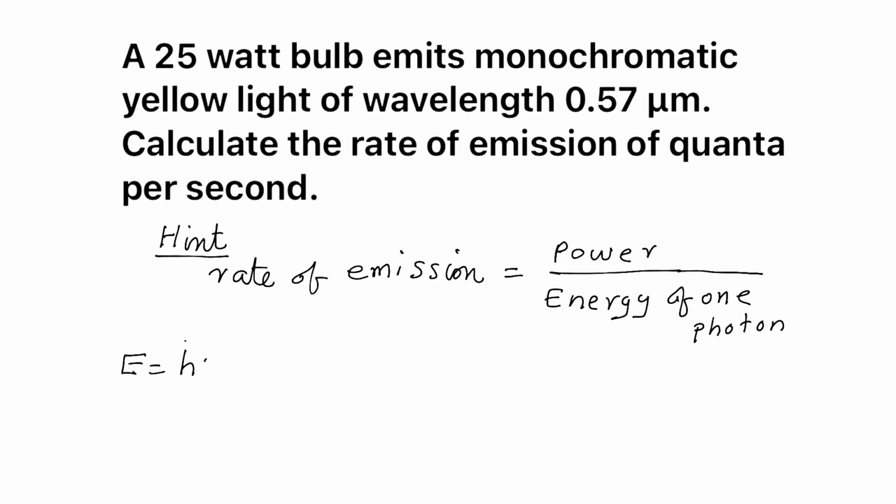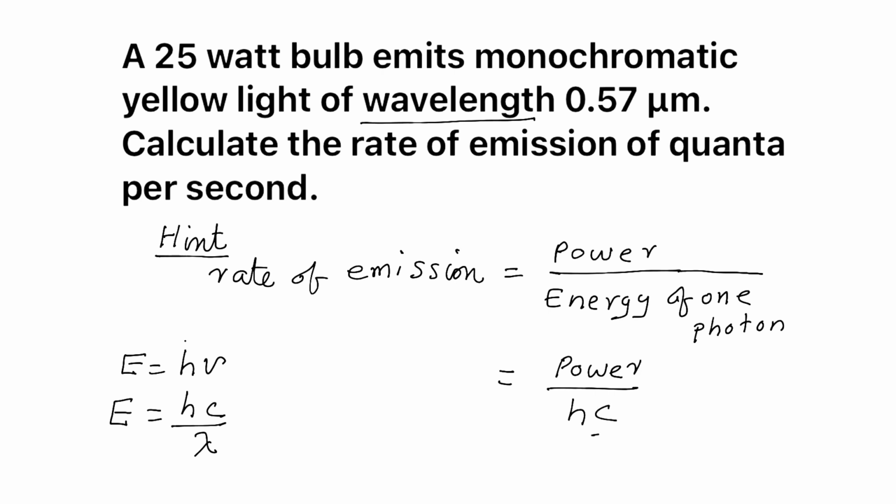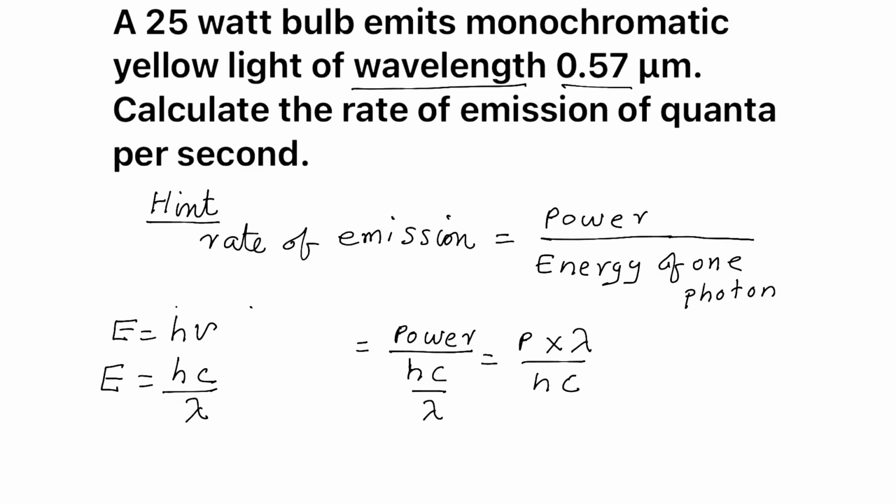You know it is h nu, but in this question it is about wavelength. So you can write the equation of energy of a photon in terms of wavelength. What is that? hc by lambda. Okay, so what is the rate of emission? Power by hc by lambda. So this lambda will come to the numerator, right? So what is that? Power into lambda by hc. Got it? Now direct substitution.